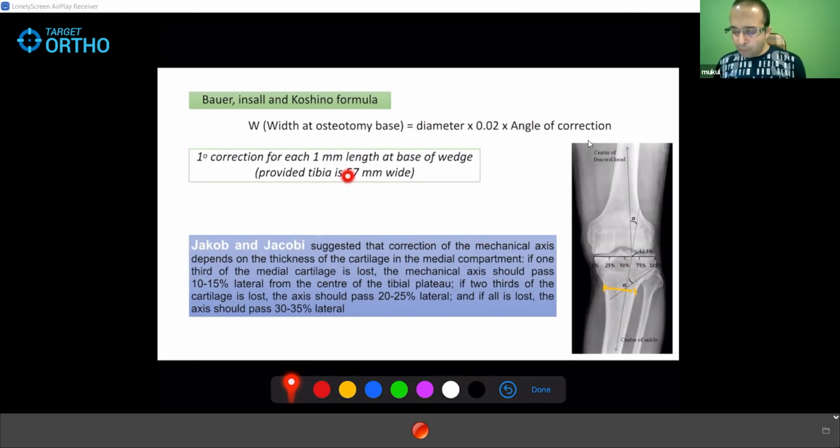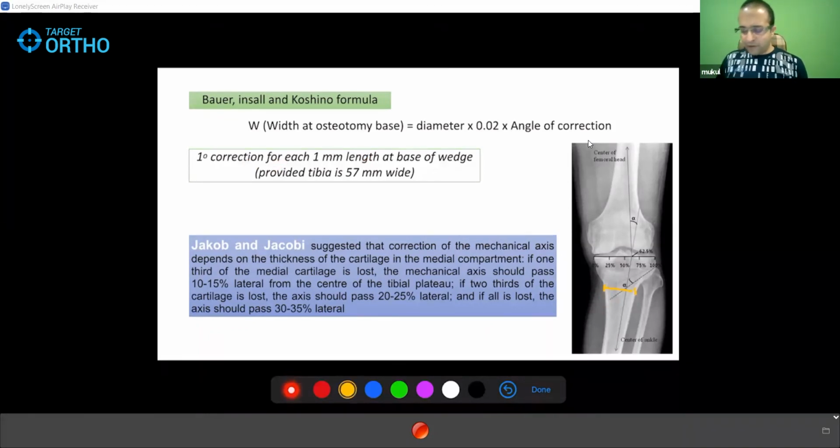You will realize that mostly the tibia is 57 mm wide at this point. Here you plan the osteotomy, and here every 1 degree correction would mean 1 mm base length. कि अगर हमें 20 डिग्री करेक्ट करना है तो 2 सेंटीमीटर का ये डिस्टेंस होना चाहिए जनरली. So that is what the formula turns out to be.